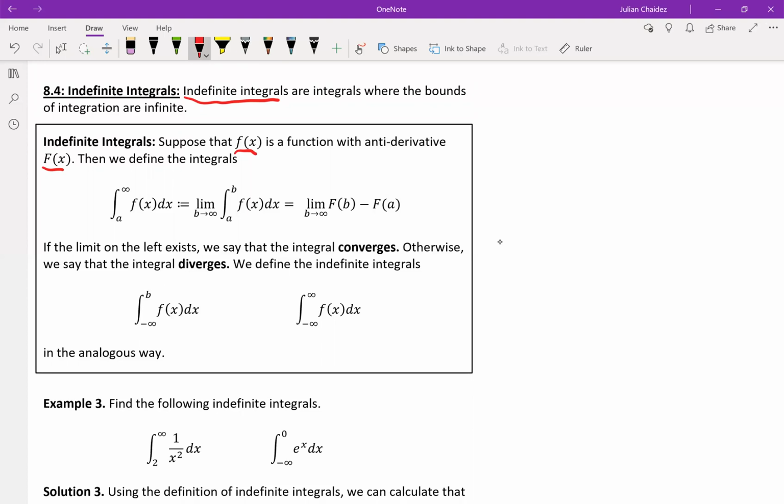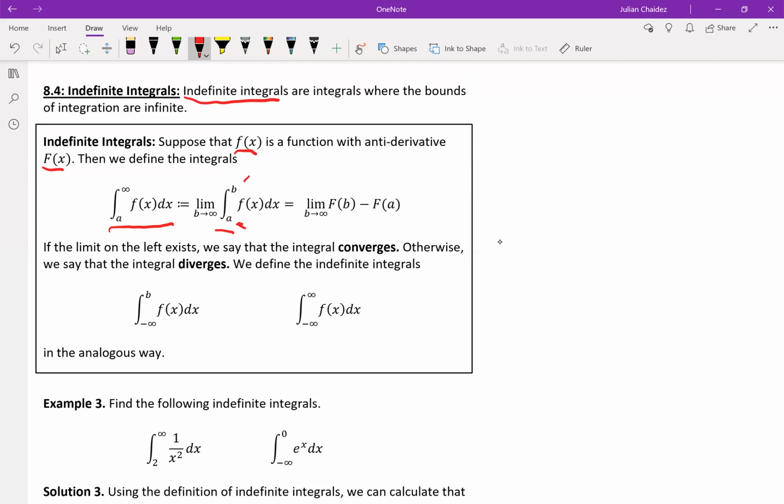Then I can define the integral of f from a to infinity. As a definition of that integral, I can define it as the limit as b goes to infinity of the integral from a to b of f of x dx. Or equivalently, once you evaluate this integral from a to b, it's the limit as b goes to infinity of big F of b minus big F of a.